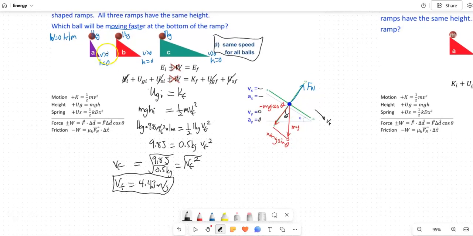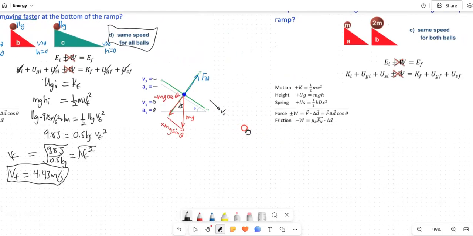So who gets to the bottom of the ramp first? Who's traveling faster at the bottom of the ramp? All of them have the same speed.